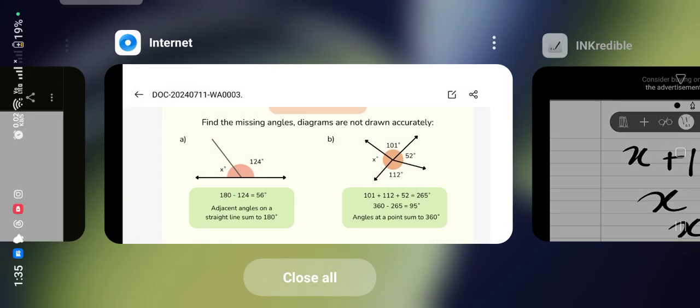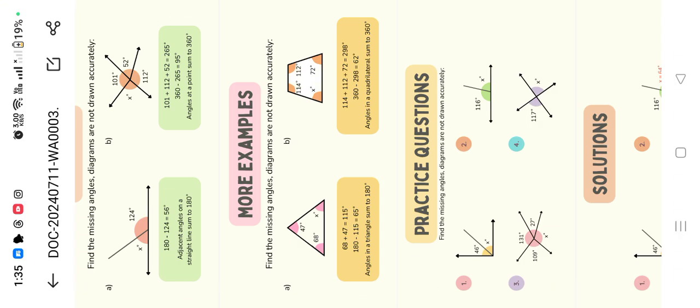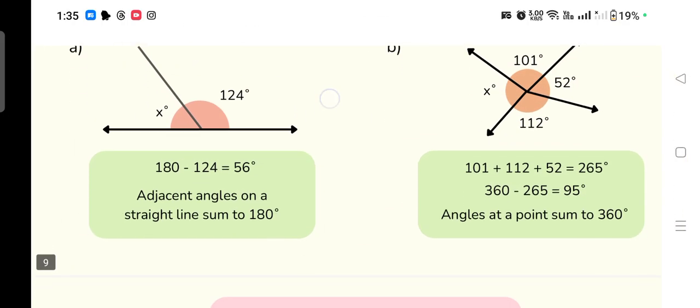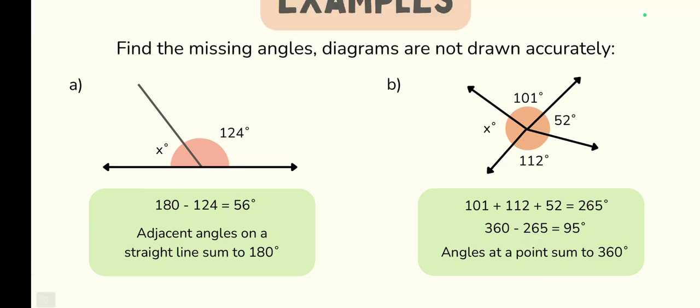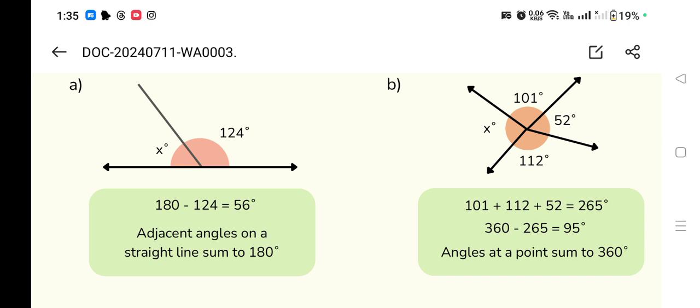So you can see that we got 180 minus 124, that is 56. I hope you are clear with this. So the value of x is 56.